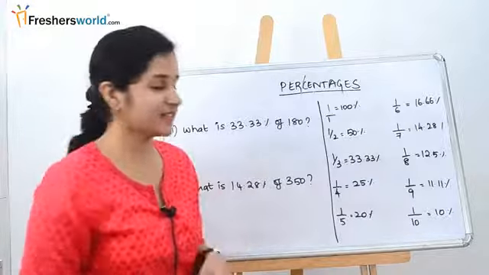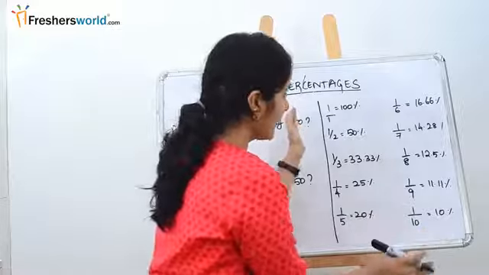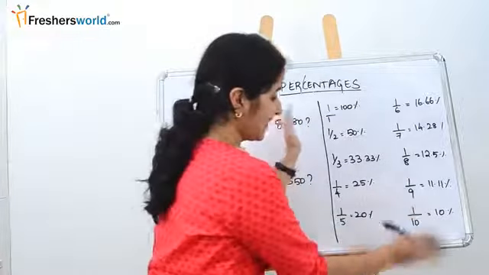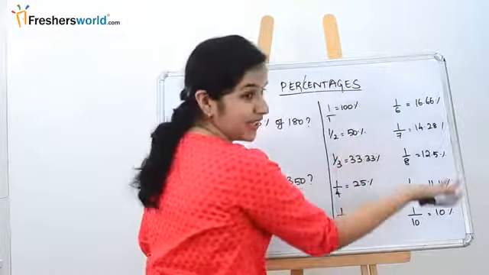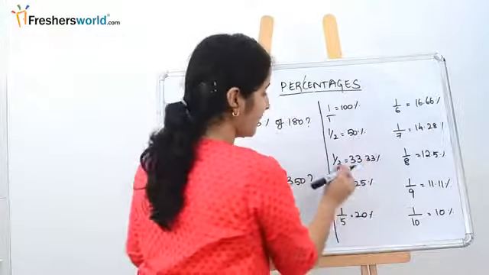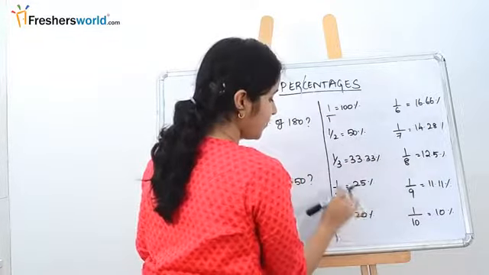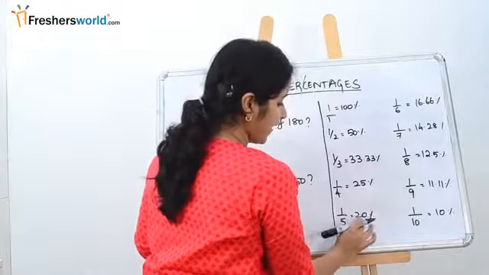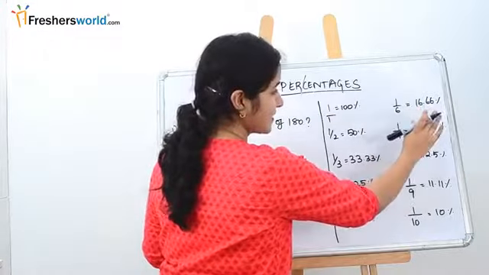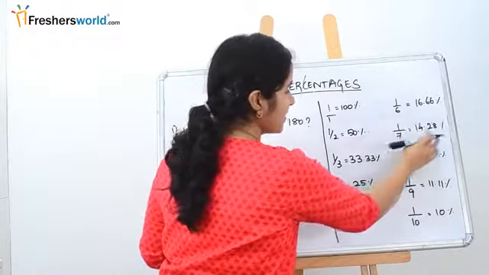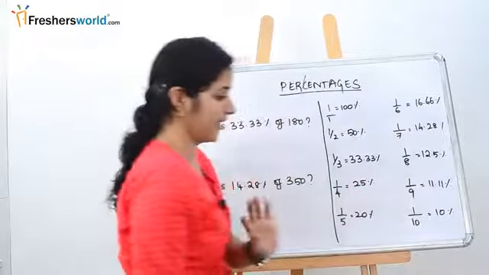The second part is that you should first memorize the fractions from 1 by 1 to 1 by 10. So 1 by 1 is 100%, 1 by 2 is 50%, 1 by 3 is 33.33%, 1 by 4 is 25%, 1 by 5 is 20%, 1 by 6 is 16.66%, 1 by 7 is 14.28%, and so on till 1 by 10.